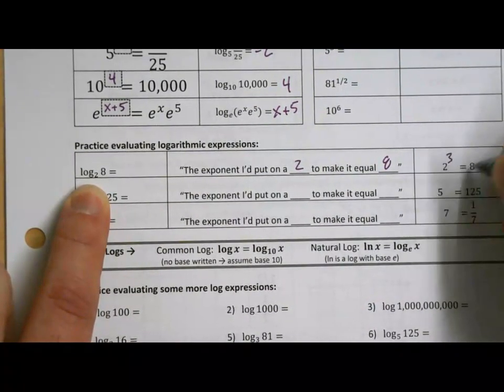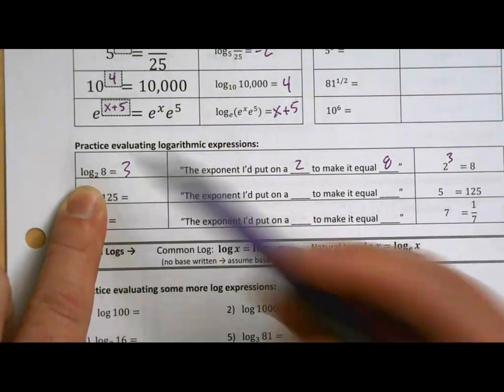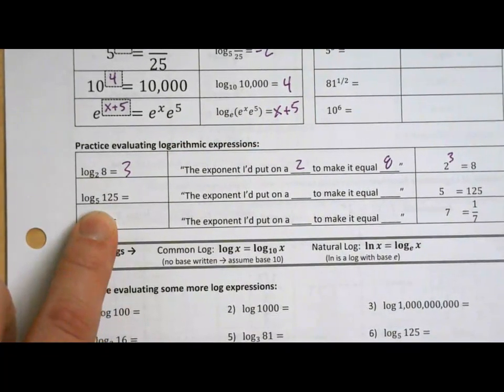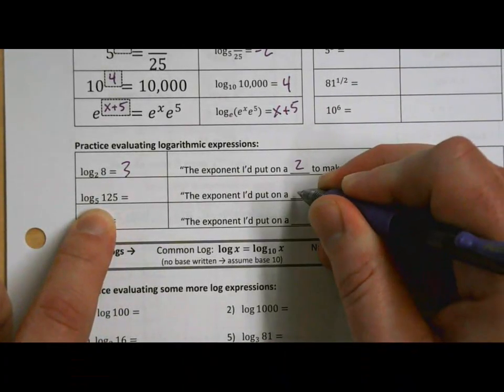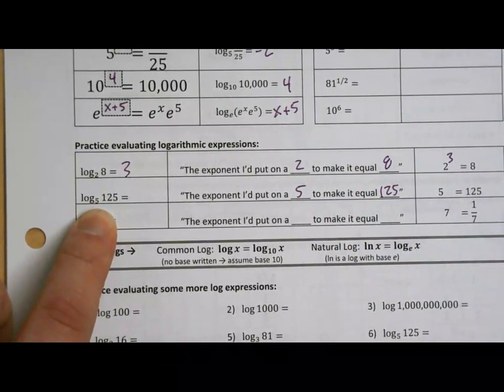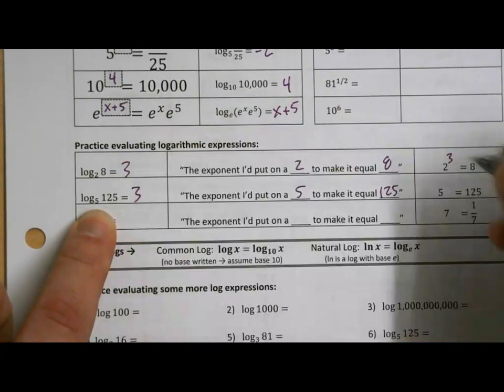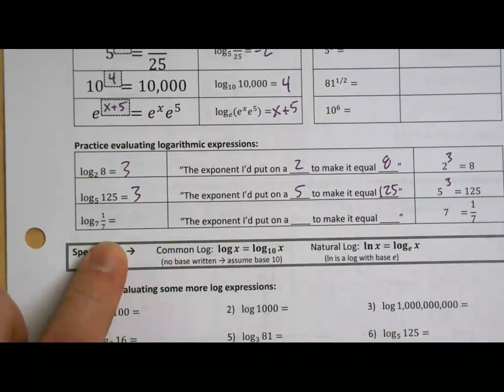2 to the third power is 8. So the log base 2 of 8 is 3 because that's the exponent I put on a 2 to make it equal to 8. Log base 5 of 125. I want you thinking in your head, that's the exponent I put on a 5 to make it equal to 125. And what is that exponent? 3 again. 5 to the third is 125, so log base 5 of 125 is 3.